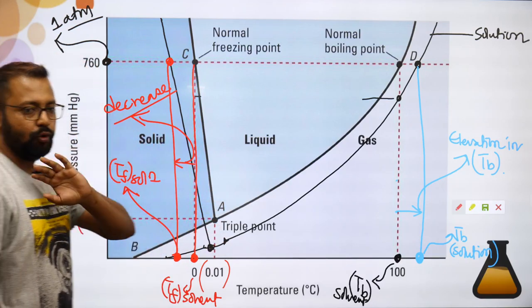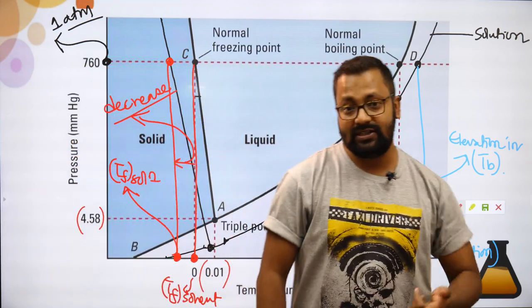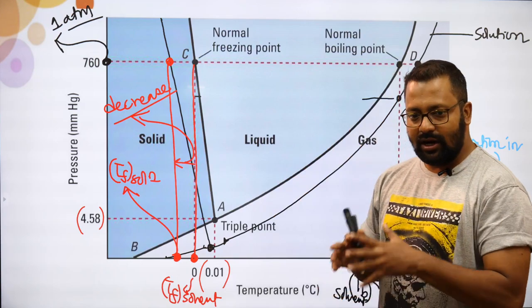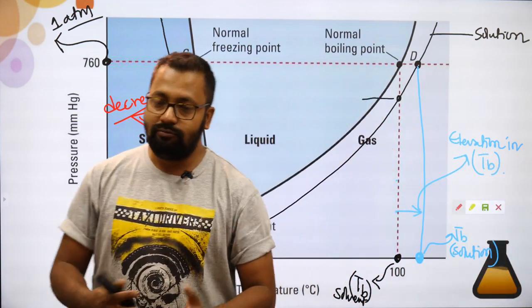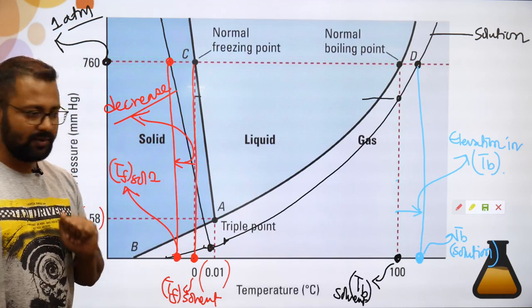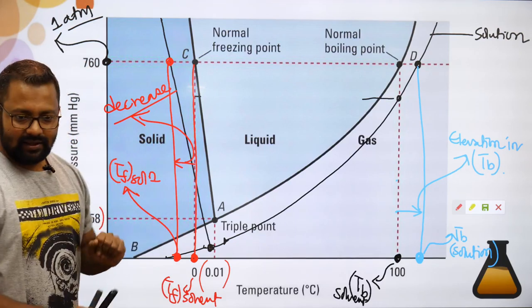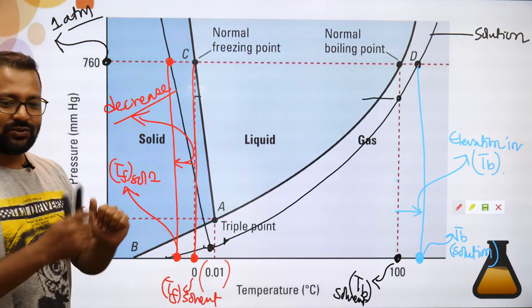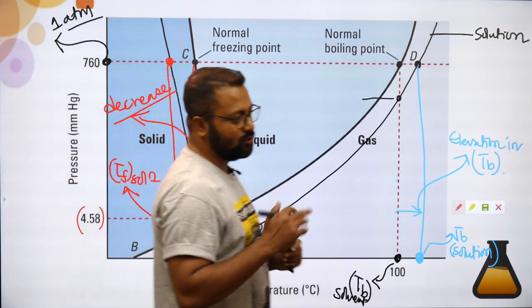Ek hi plot mein maine boiling point ka elevation and freezing point ka depression dikha diya. So this is something which is not given in NCERT, but you can understand it easily. Ye aram se aapko samajh mein aa sakta hai. Theek hai? Is that clear? So if you've understood this, let's move on to the next.